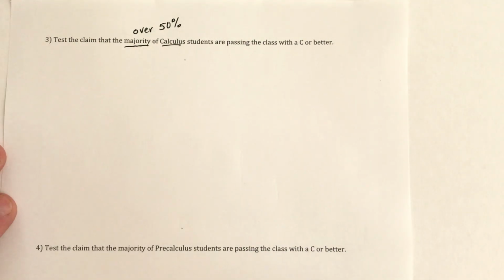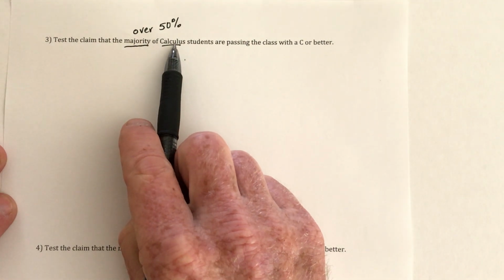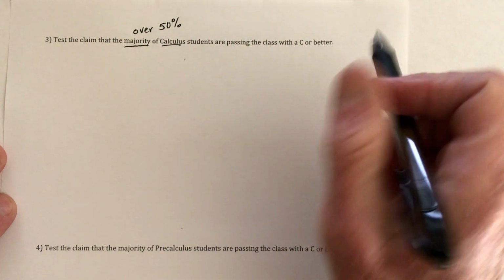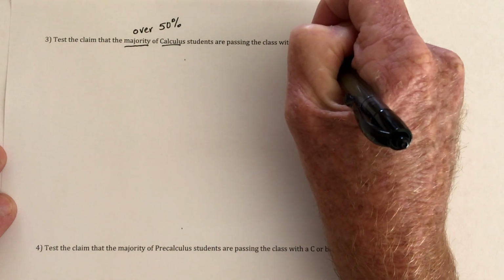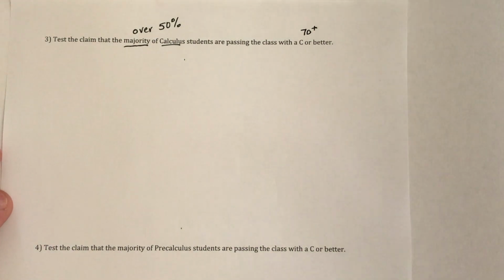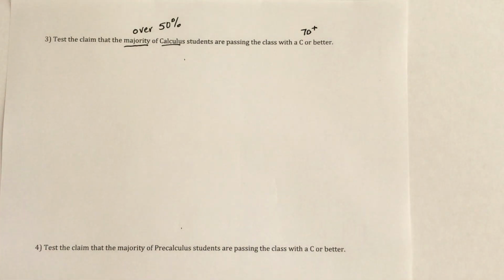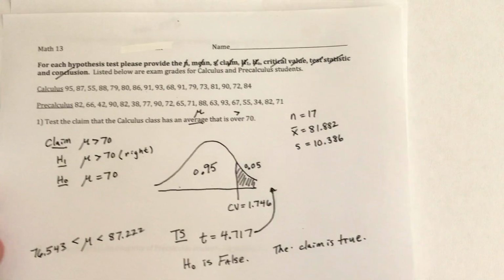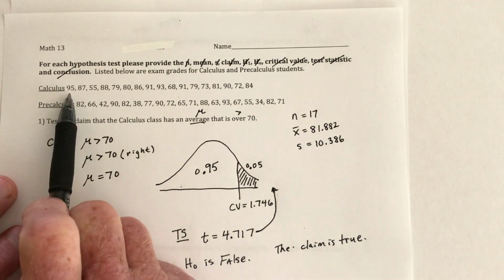Okay. And this is for the calculus students. And do they have a C or better? So a C would be 70 or better. So now I just need to find that list again and see for the calculus students.